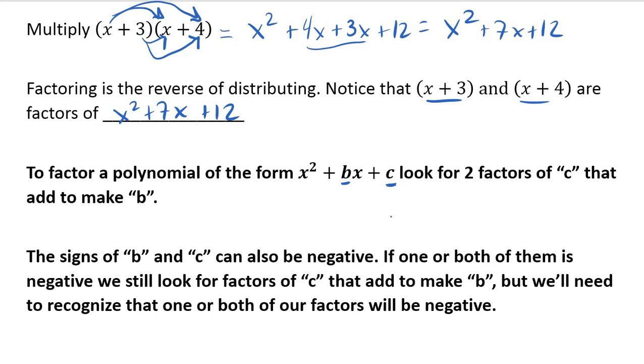So if they are, we still look for factors of this number that add to make b, but you need to recognize one or both is going to be negative. That's the only difference, okay?